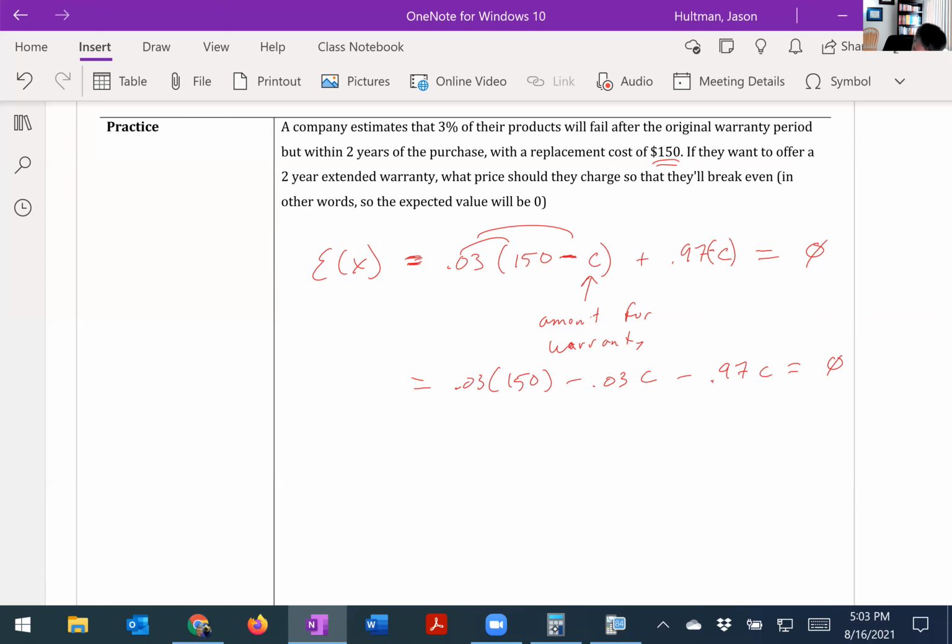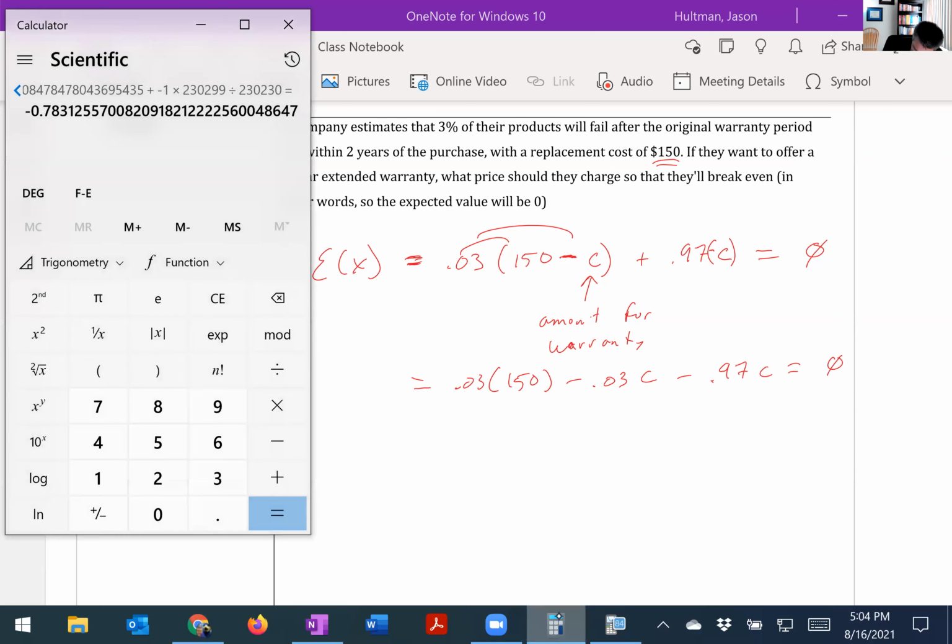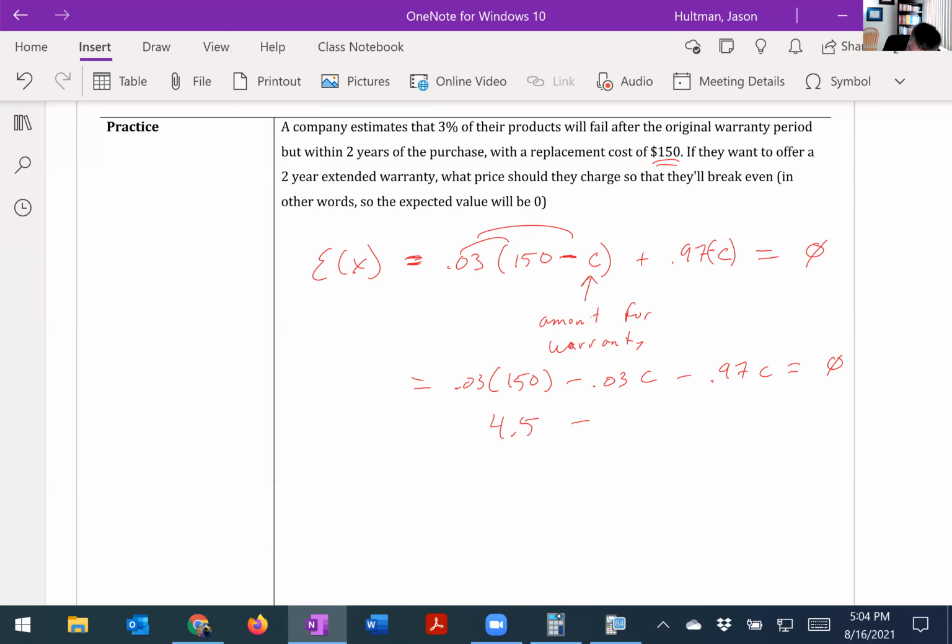Okay, so 0.03 times 150, what is that? 0.03 times 150 is 4.5. Minus, this is going to be 0.03 C minus 0.97 C. So I'm going to add those two negatives. When I take a negative and subtract it from a negative, I'm basically adding the opposite. And when I combine two negatives, it's adding and the result is negative. So this is 0.97 plus 0.03 is 1.00 C is equal to 0. 1 times C is just C.